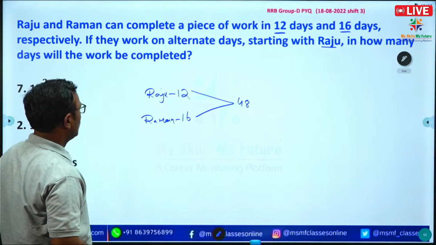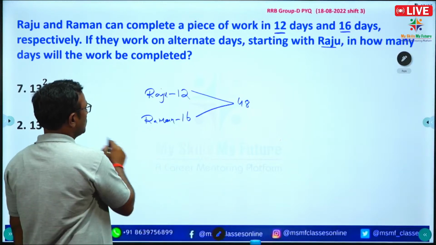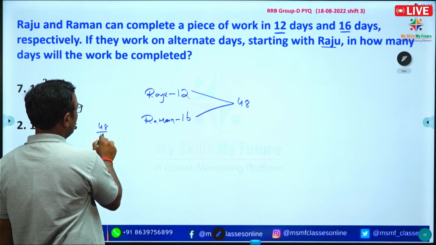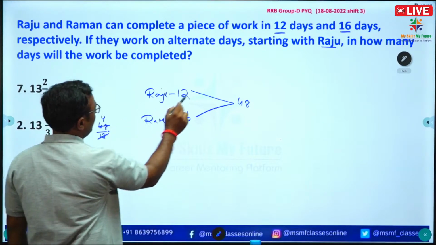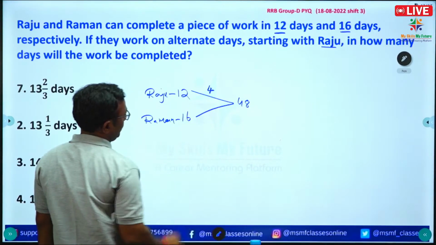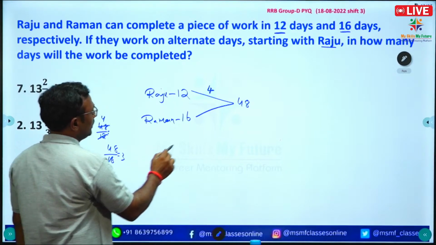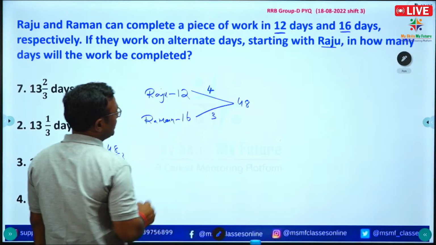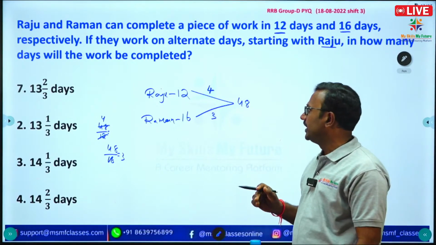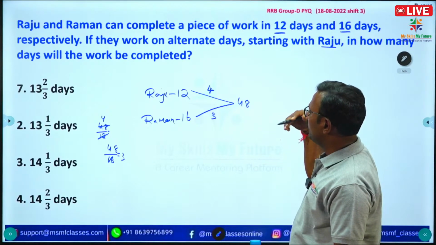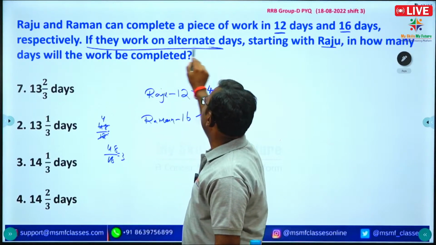So this is the total units of work. Raju will complete the work in 12 days, so 48 by 12, we get 4. Raju will complete 4 units of work. Then 48 by 16 we get 3. So Raman will complete 3 units of work in 1 day. Raju will complete 4 units of work in 1 day. If we work together, but here they gave that they work on alternate days.